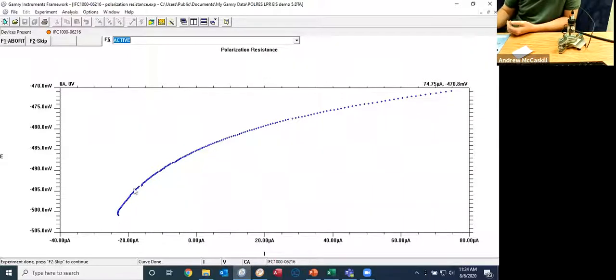Obviously, visually, just looking at this is not linear, but if we just isolate right in here, we have somewhat of a linear response. It's on either side of 0 amps. So this is what we're going to do here in a little bit. We're going to take this bit of data right here, and we're going to model it and see what kind of values we get for an RP value.